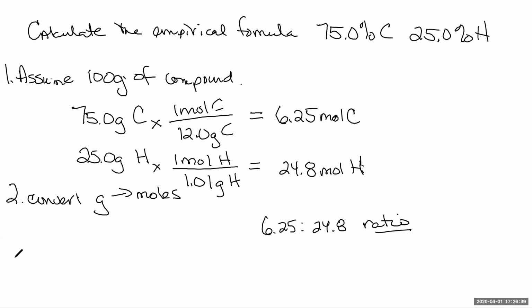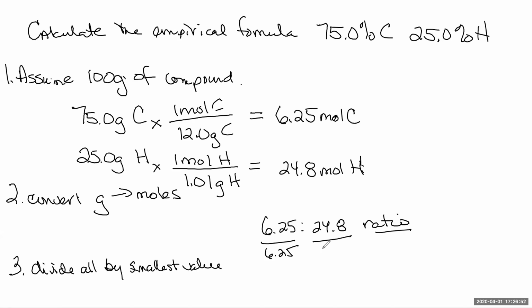How do I do that? Third step: divide all by the smallest value. So I'm going to divide 6.25 by 6.25, and I'm going to divide 24.8 by 6.25. 6.25 divided by 6.25 is 1, and 24.8 divided by 6.25 turns out to be 4. So my lowest whole number ratio is 1 to 4. That is the same actual ratio as 6.25 to 24.8. So my empirical formula is going to be C1H4.